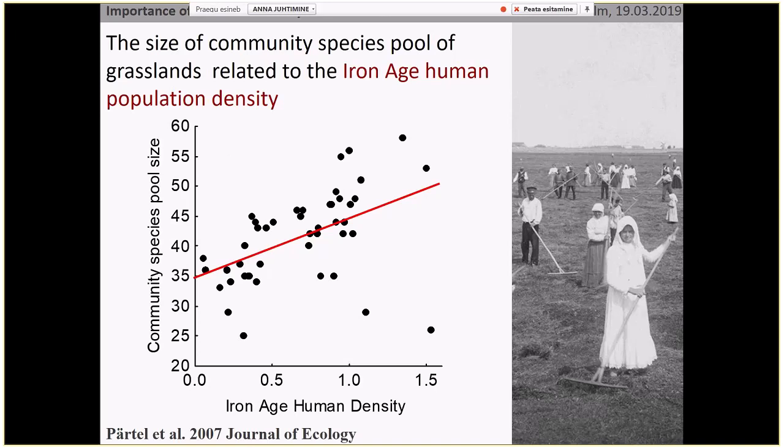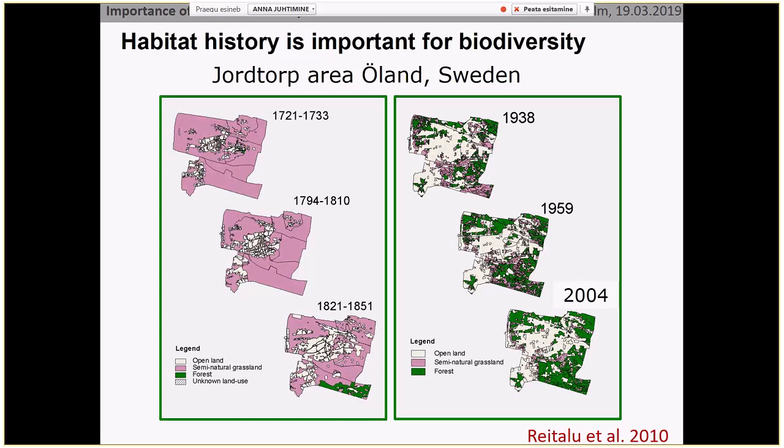This brings the implication also to conservation, obviously. Here is another example from Sweden, where the change in the grassland structure throughout the years from 1700 to nowadays is still visible in the patterns of biodiversity in these grasslands. So here you can see the change, how the pink areas have declined over past centuries. Pink areas are semi-natural grassland and have been replaced by forest and other open lands.